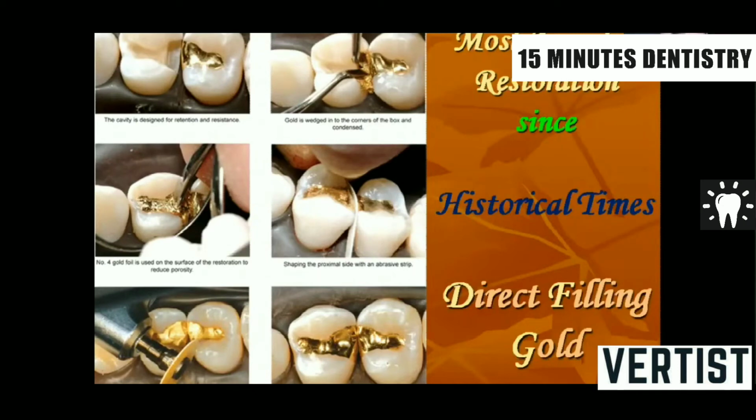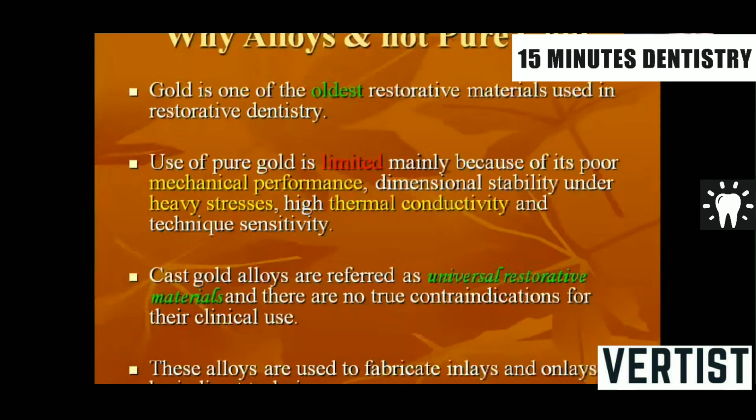Everyone used to prefer direct filling gold restorations, but the problem with the use of pure gold is its poor mechanical performance. Poor mechanical performance means its hardness is very, very low. The Rockwell hardness number for gold is 2.5, whereas ceramics or glass may have a hardness beyond 600. Dimensional stability under heavy stress is very low. If you have a 24 carat gold ornament at home, try to bend it. You can bend it in no time with hardly any force.